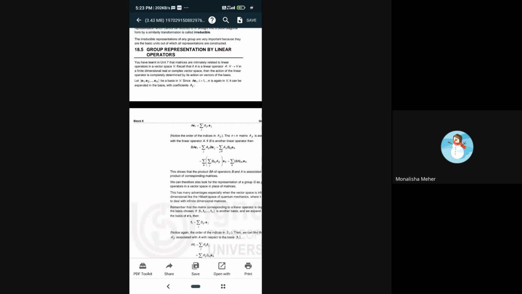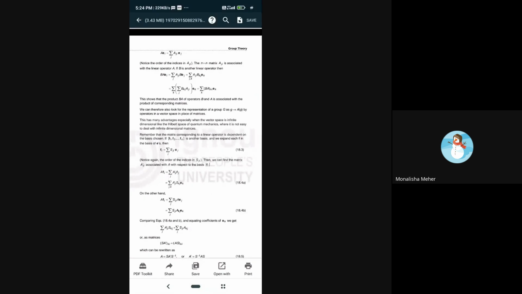Let e1, e2, and so on up to en be a basis in the vector space V. Since A e_i, where i is equal to 1 to n, is again in V, it can be expanded in the basis with coefficients A_ji. So A e_i is the summation over j of A_ji e_j. Notice the order of the indices in A_ji. The n cross n matrix A_ji is associated with the linear operation A. If B is another linear operator, then BA e_i is equal to the summation over j of A_ji B e_j, which is the summation over j, k of A_ji B_kj e_k. So the summation over k of the summation over j of B_kj A_ji e_k, which is the summation over k of (BA)_ki e_k. This shows that the product BA of operators B and A is associated with the product of the corresponding matrices.